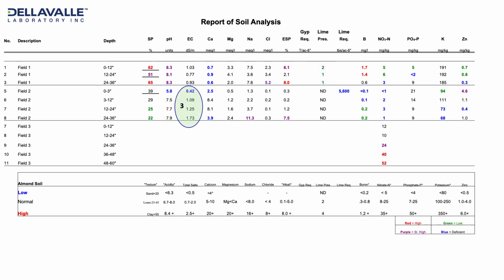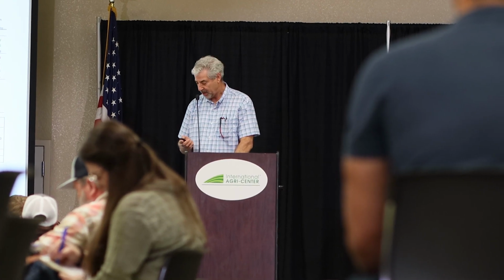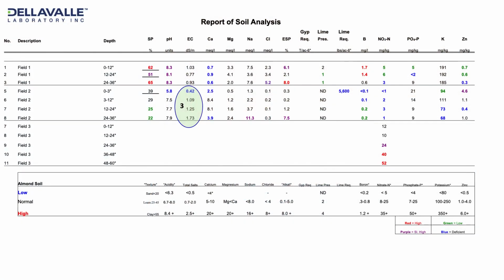EC, total salt. EC is a measurement of total salt and what makes up those salts: calcium, magnesium, sodium, potassium. May is going to talk about high salt issues, so I'm going to go to the low salt issue. Here we can see we've got an EC of 0.2 in the top 3 inches, and I'll get to that as far as it does affect water penetration.